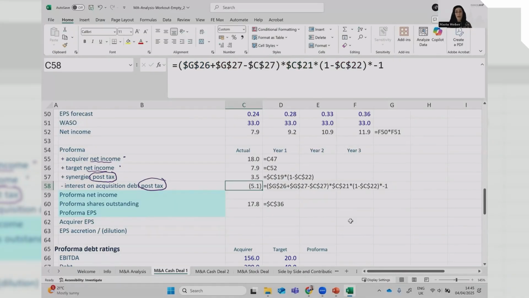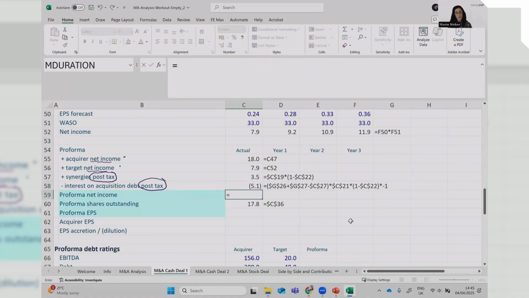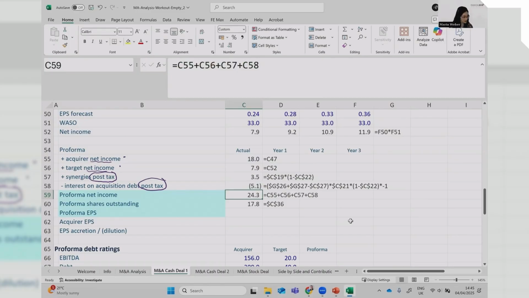And now I've got my pro forma net income after the deal. After the deal, the combined entity is going to have the acquirer's net income, the target's net income, and then because we're doing a deal, we hadn't yet built in any synergies in those two lines above. So I bring in the synergies. And then I've also got to look at the deal financing. If I'm using debt, I've got to look at what that's doing to my interest in my income statement. And I'm going to be paying 5.1 million more of interest every year. So that gives me 24.3 million as my pro forma net income.